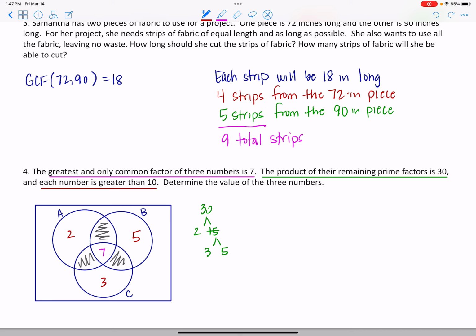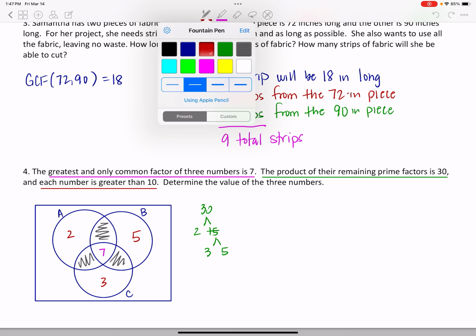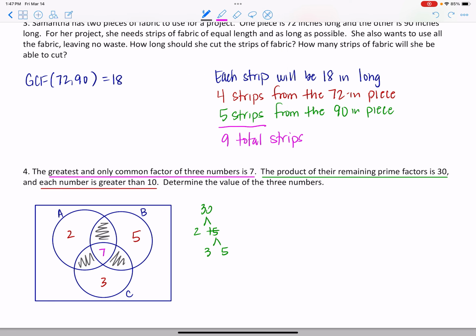The product of the remaining prime factors, 2, 5, and 3, does make 30, and they have a GCF of 7. So now I can clearly see again, the Venn diagram was a clear way to show what my numbers would have to be. So it sort of unfolds nicely in that picture. So my 3 numbers are going to be, what did I say, 14, 21, and 35. Again, they've got a GCF of 7. They're all bigger than 10, and the product of the remaining prime factors that they don't have in common makes that 30. Okay, so I'll see something similar to that in your homework.